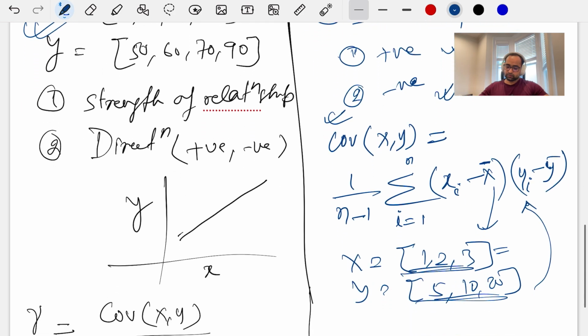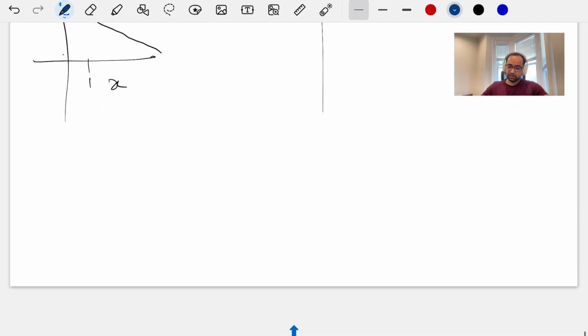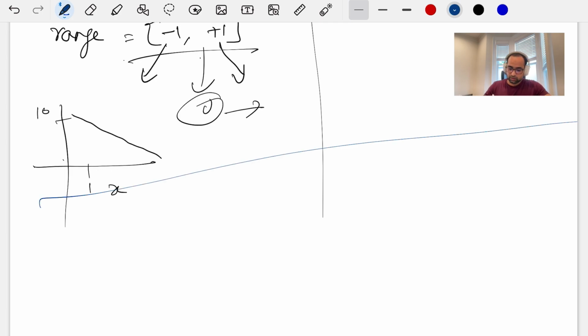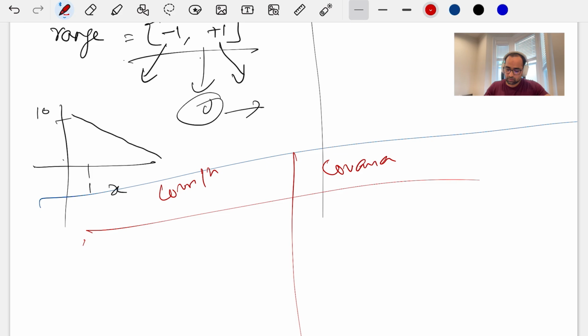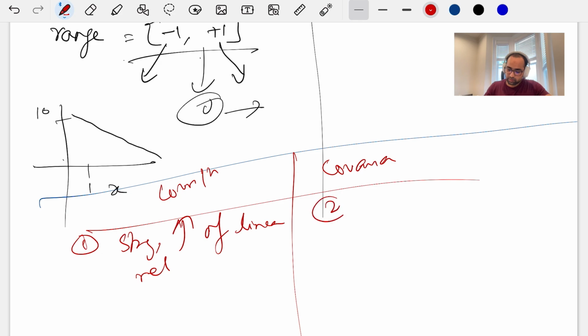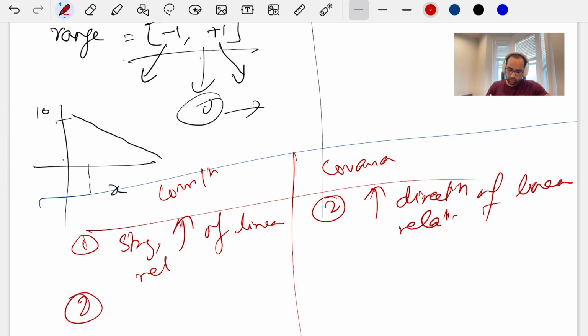Now, if I have to explain the final differences between correlation and covariance, the first difference is that correlation gives the strength and the direction of the linear relationship, while covariance only gives the direction of the linear relationship.